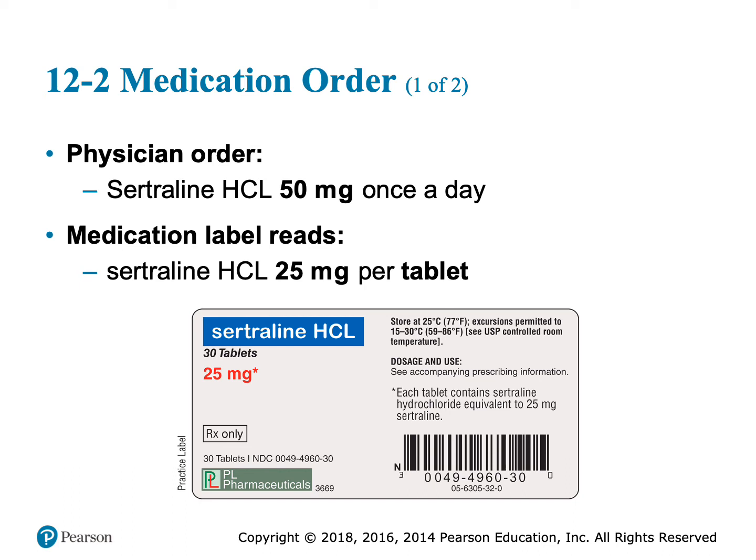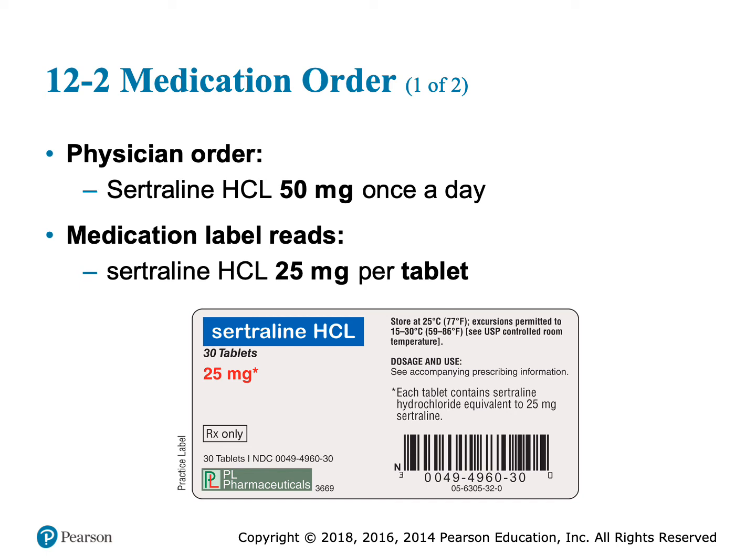If you chose D, you would be absolutely right. D is the dosage that the physician ordered for the patient. Now, let's look at the medication label. The medication label says that it is sertraline HCl 25 milligrams per tablet. So what does 25 milligrams represent?